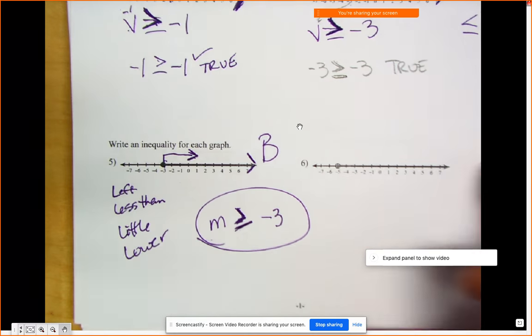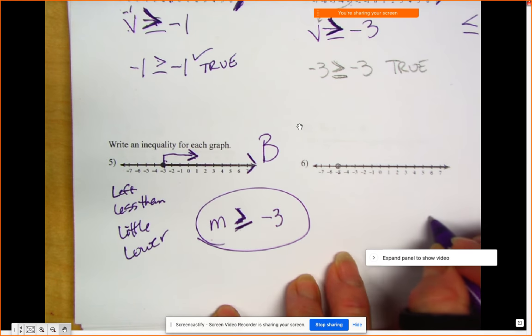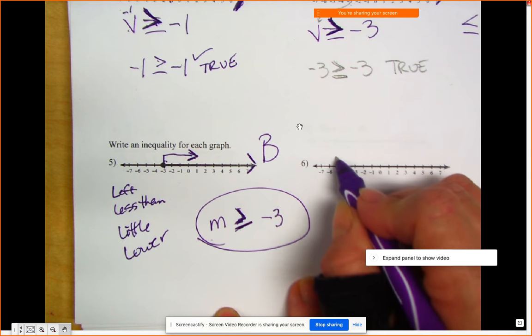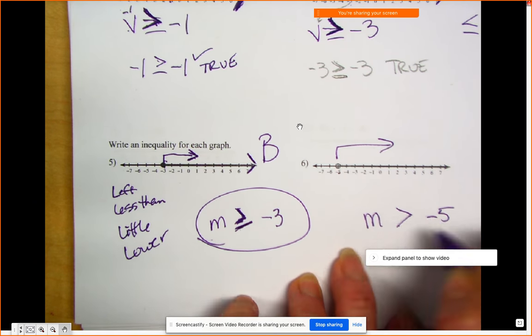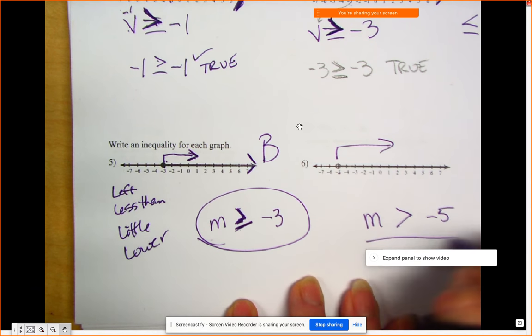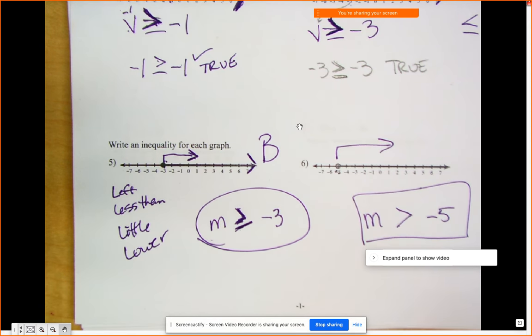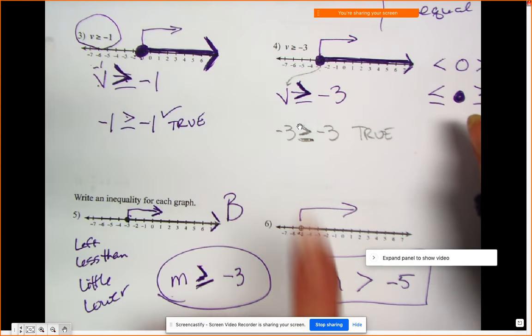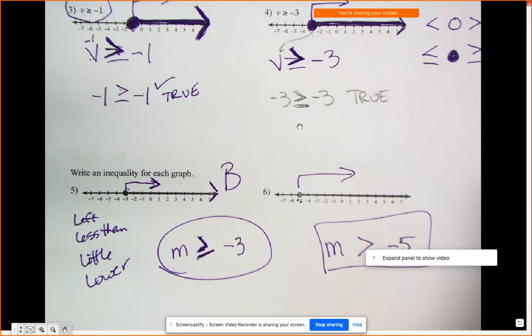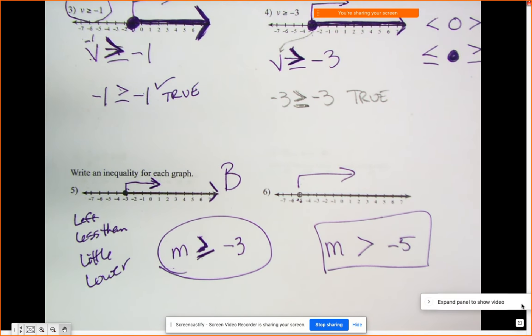I'll write number 6. The number we're talking about is -5. Again, it's to the right, so I know it's greater than, and I'll use M. I don't get to put the equal sign on this one because it's not a solid circle. So literally tonight, that's all you're doing. You're either going to be graphing what they give you, or you're going to be writing the inequality that goes with that graph. Sorry that some stuff's in the way.